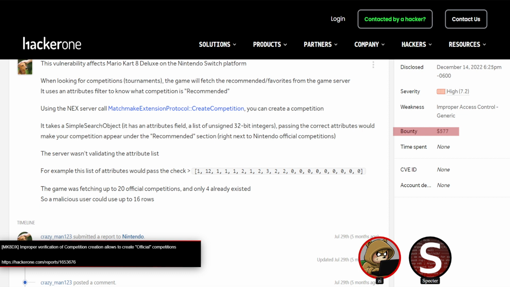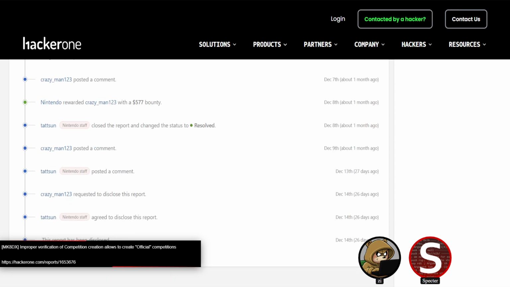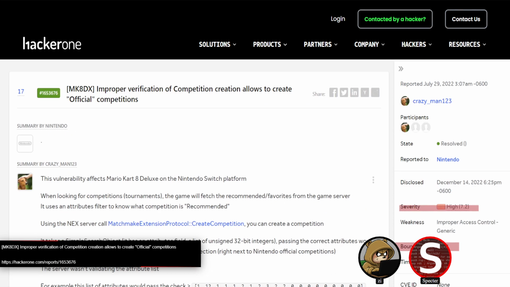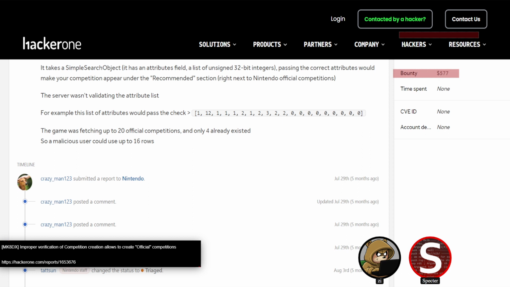insanely high severity, although they did give it a 7.2 here. On the severity aspect, there is one other thing that I didn't really think of too much before, and it's actually in the last sentence of the summary. They say the game was fetching up to 20 official competitions and only 4 already existed, so a malicious user could use up to 16 rows. So you could kind of DOS the recommended section so that nothing else could get recommended, I guess.